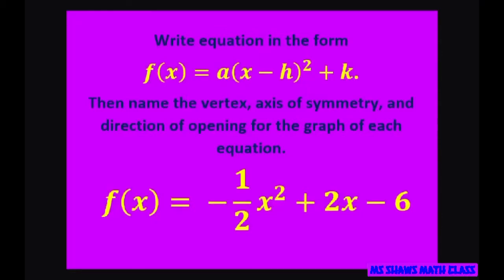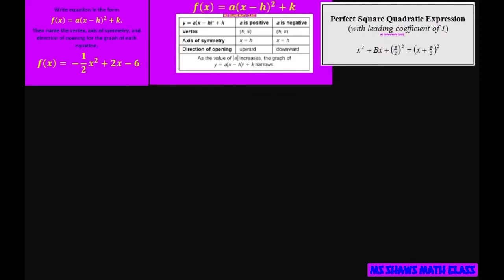Hi everyone, we're going to write our equation f of x equals negative 1/2 x squared plus 2x minus 6 in vertex form. We're going to name the vertex, the axis of symmetry, and the direction of opening for this graph. I'm also going to graph it. So let's get started. The first thing I'm going to do is change this to a y.